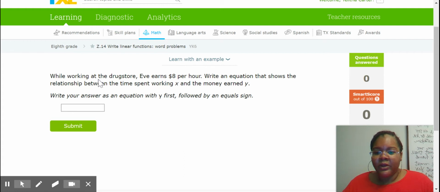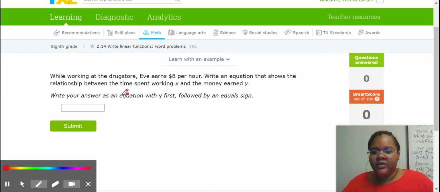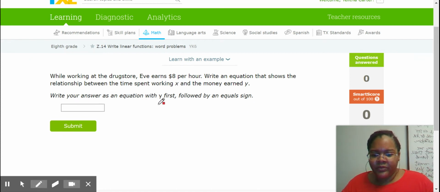So it says, while working at a drugstore, Eve earns $8 per hour. Write an equation that shows the relationship between the time spent working, x, and the money earned, y. All right. And then it tells us to write an answer as an equation with y first, then followed by an equal sign.